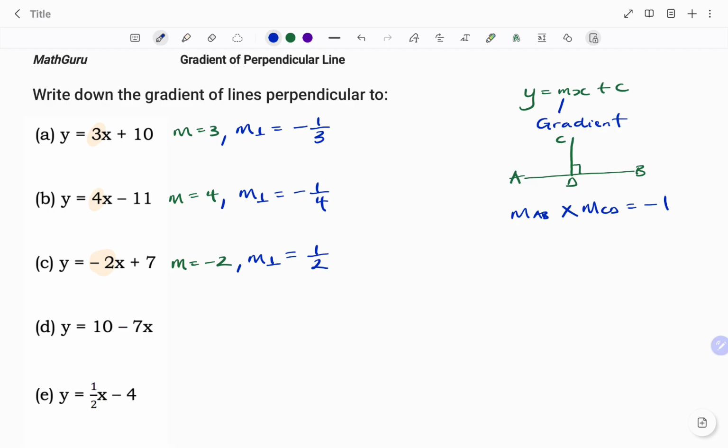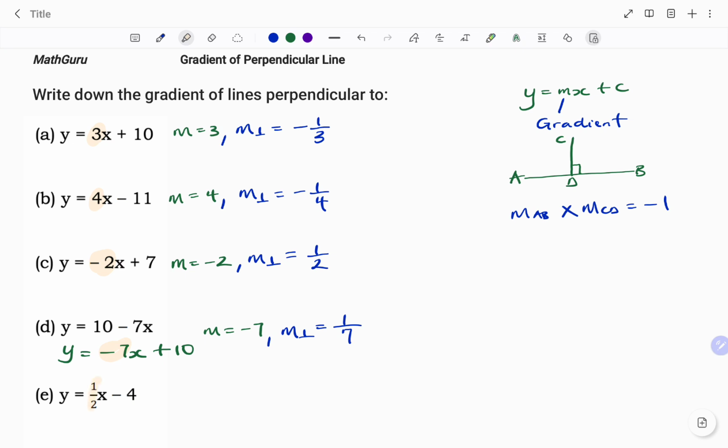In the next example, I'm going to rewrite that in standard form. I have y equals 10 minus 7x. If I rewrite in standard form, that's y equals -7x plus 10. Therefore, the gradient of this line will be -7. So I have m equals -7. Therefore, the gradient of the line perpendicular to this will be m perpendicular, the negative inverse, that will make that +1/7.